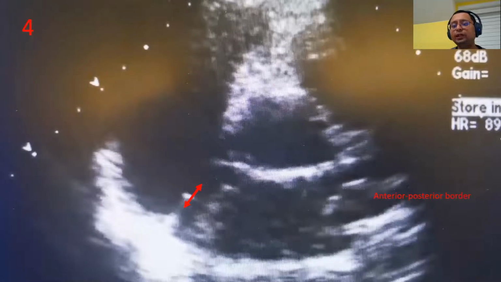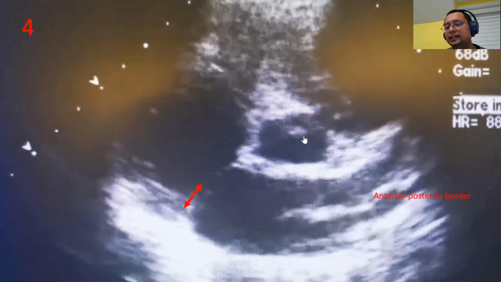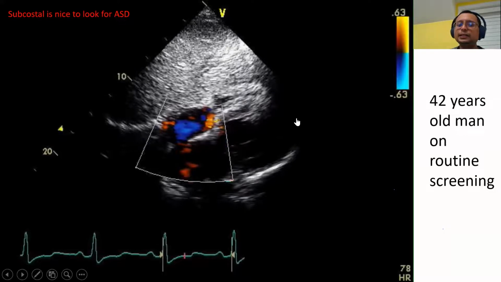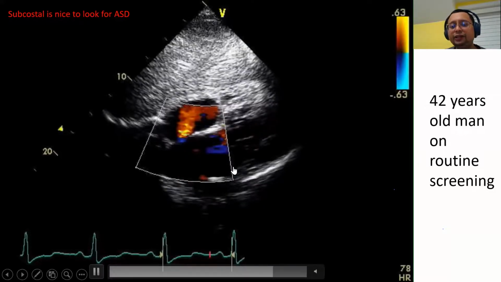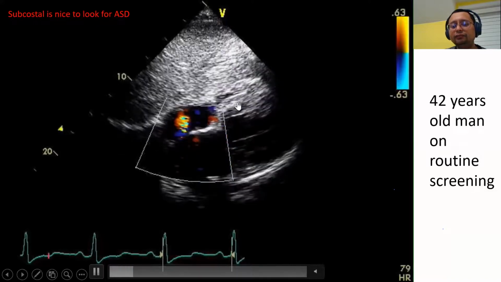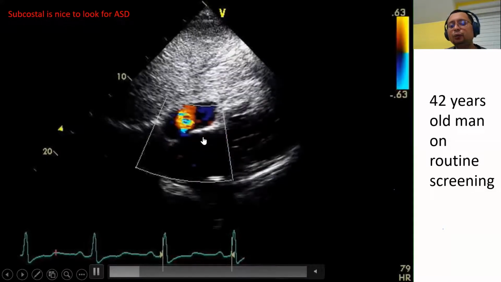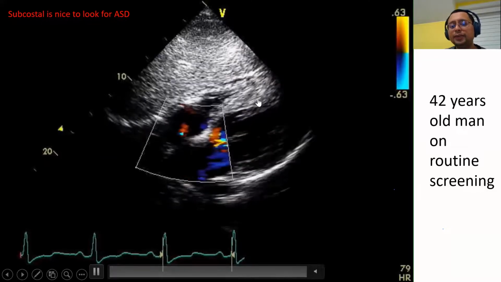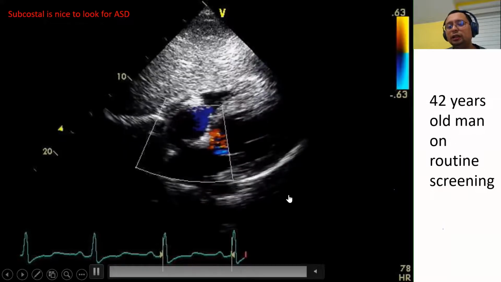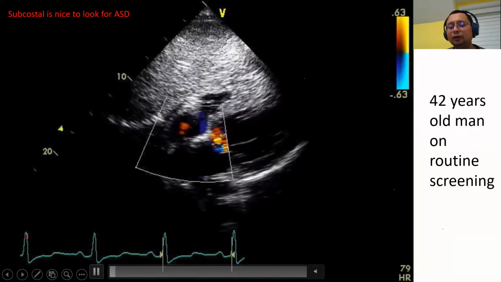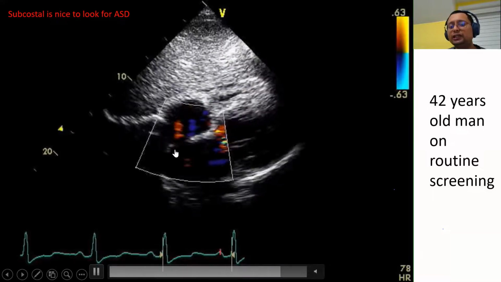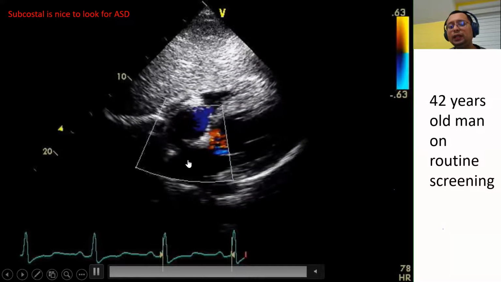This is the anterior and posterior border. Whenever you see an aorta, that is actually the anterior border of the secundum ASD. One of the nicest places to look for ASD is the subcostal 4-chamber view. That's the left atrium, left ventricle, right atrium, and right ventricle, and that is the interatrial septum. This is nice because the interatrial septum is perpendicular to the angle of insonation. If it's parallel, it can be an echo dropout. But because this is perpendicular, this is very unlikely to be just a dropout. So this is a real ASD secundum, as you can see with a left to right shunt.